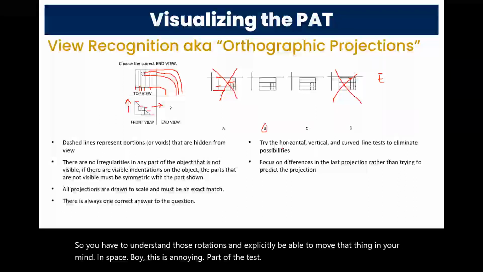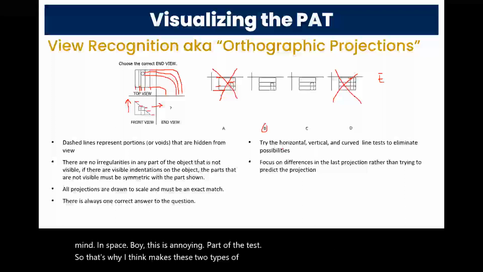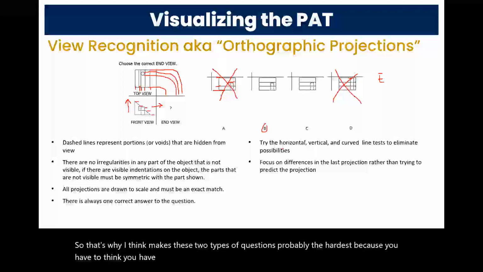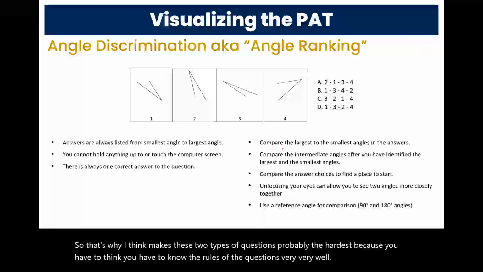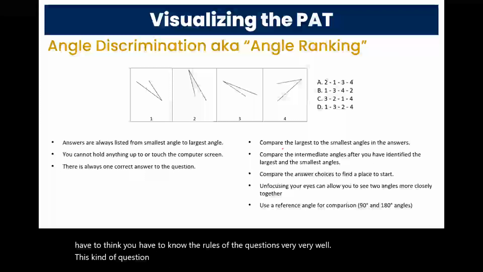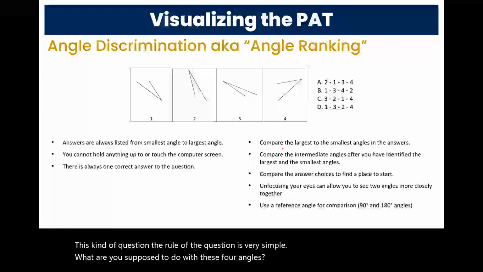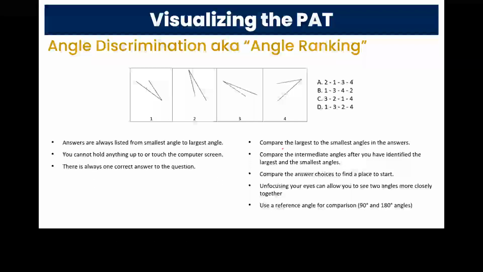So that's what I think makes these two types of questions probably the hardest, because you have to know the rules of the questions very, very well. This kind of question, the rule of the question is very simple. What are you supposed to do with these 4 angles? Least to greatest. Least to greatest. And they don't tell you that part.